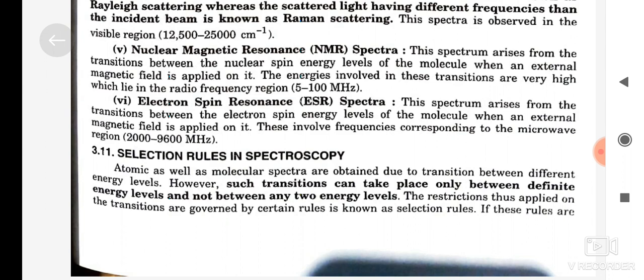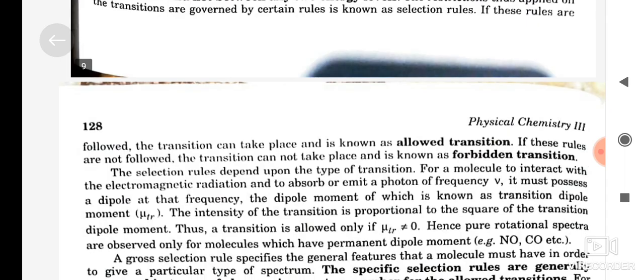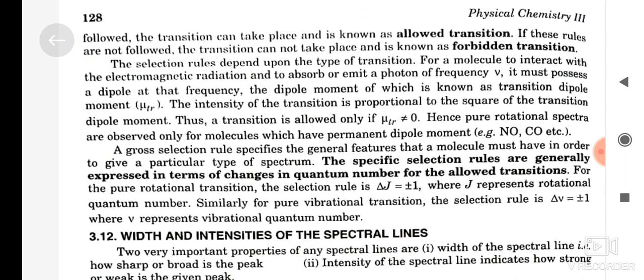Selection rule in spectroscopy. Atomic as well as molecular spectra are obtained due to the transition between different energy levels. However, such transitions can take place only between definite energy levels and not between any two energy levels. The restriction thus applied on the transition as governed by certain rules is known as a selection rule. If these rules are followed, the transition can take place and is known as an allowed transition.